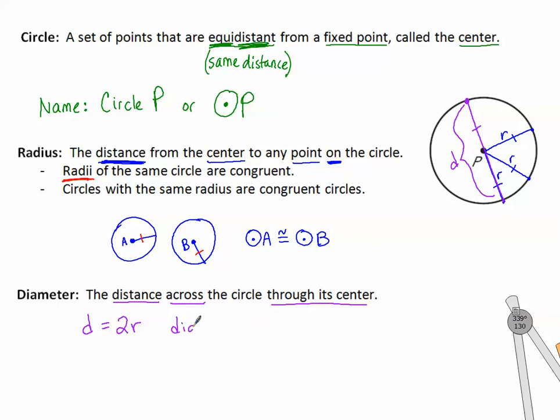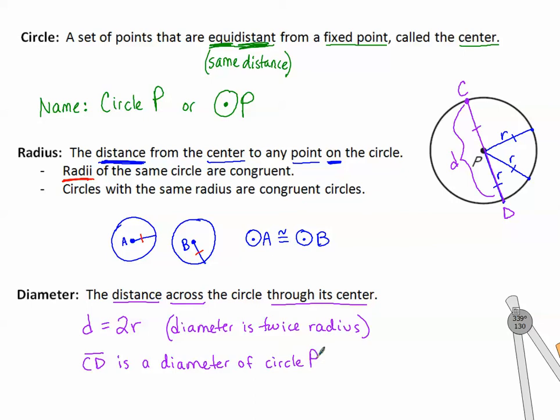So another thing we can say about the diameter is it's equal to 2 radii. The diameter is twice the radius, or it's 2 radii. The diameter is a segment, so if I label the endpoints of the segment C and D, I would write segment CD is a diameter of circle P, or use the symbol to make it faster.